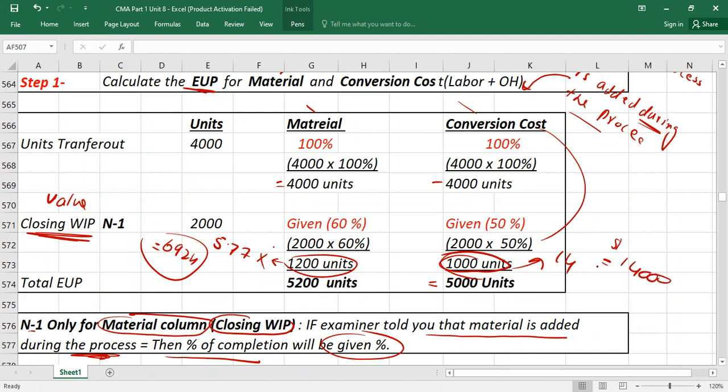Now I'm asking a question. See how you will answer. What is the material cost for closing work in process? So you will say how much? 6,924. Now I'm asking, what is the conversion cost for closing work in process? You will say 14,000. Now I'm asking a different question. What is the total cost for closing work in process? Now I will add these two values. 6,924 plus 14,000. Understood? So this will give you total cost of closing work in process. Clear? This is done here, step number three.